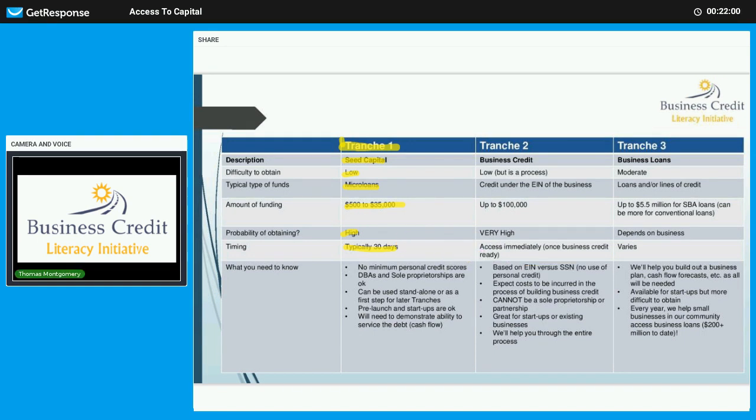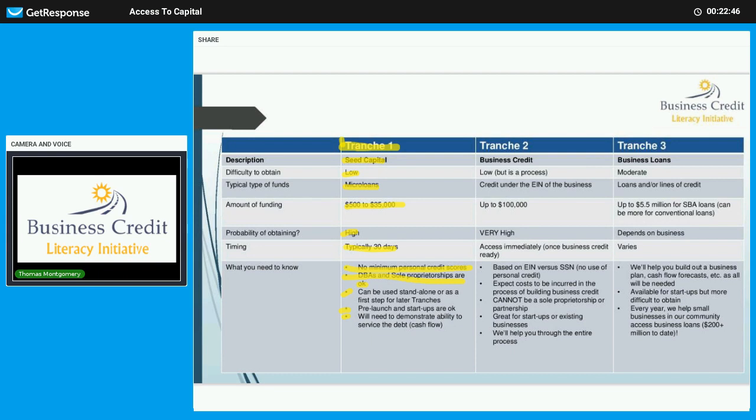The neat thing about, and there's a few different variations of tranche 1 funding, but many of them do not have a minimum credit score. So while they do look at your personal credit history, there's not a minimum credit score. So we have a high probability of meeting the underwriting. Again, what's nice here is that you can be a DBA or a sole proprietorship. Doesn't require a more sophisticated form of business. As I mentioned, it can be standalone or used in conjunction with the other tranches, which we'll talk about momentarily. We can be pre-launch or startup, so there's no minimum time in business. Now, of course, they're going to want to make sure that we can pay the debt back. It's not a gift, it's a loan, but it's certainly the most attainable, and we're doing these all the time.